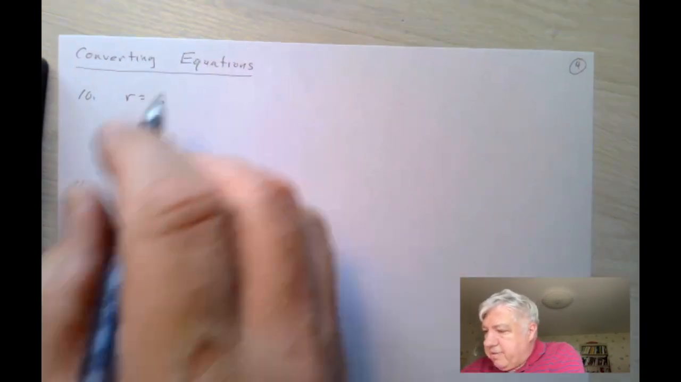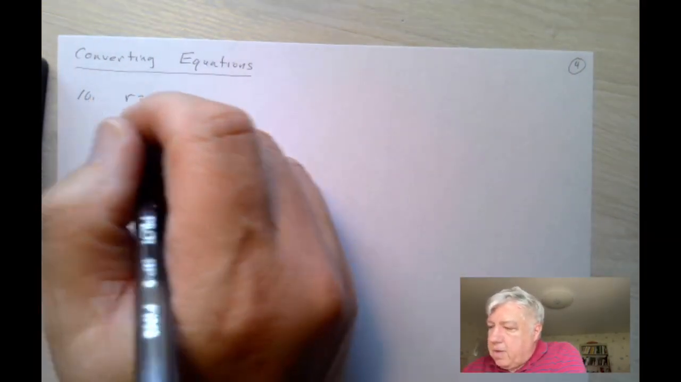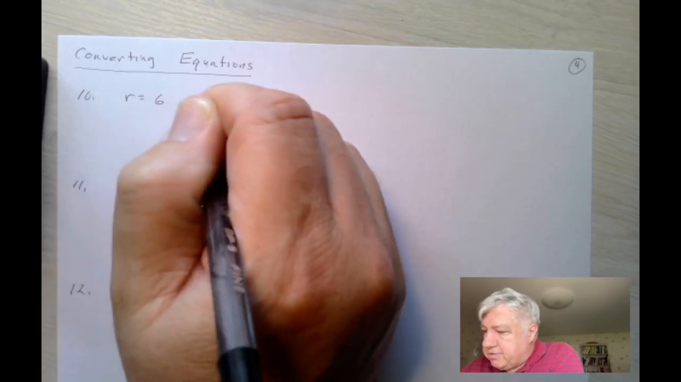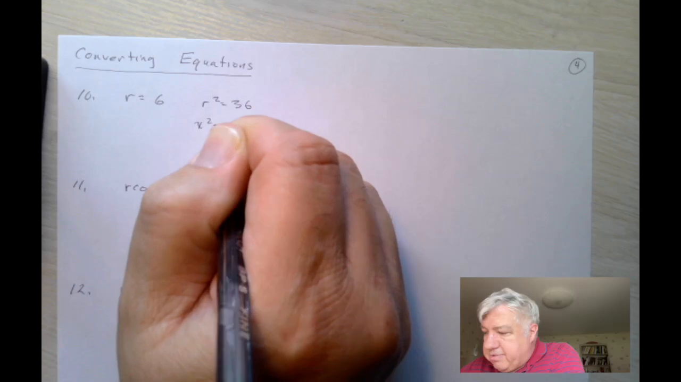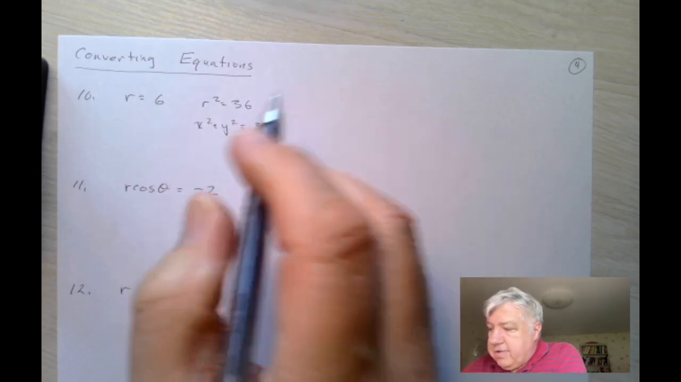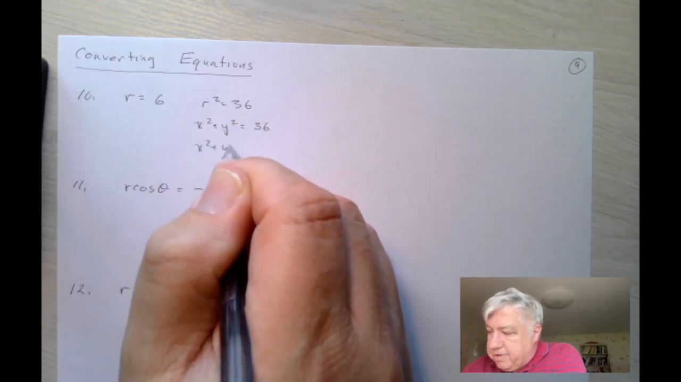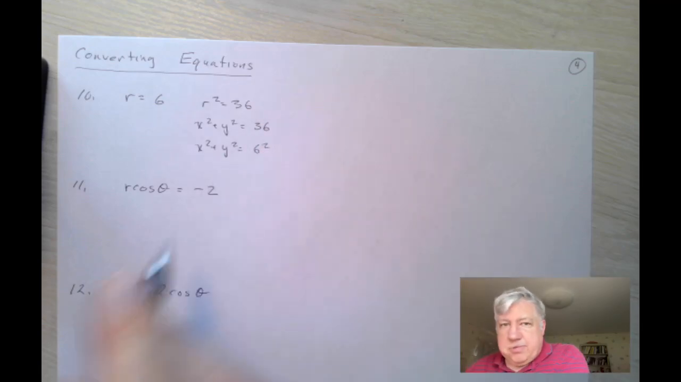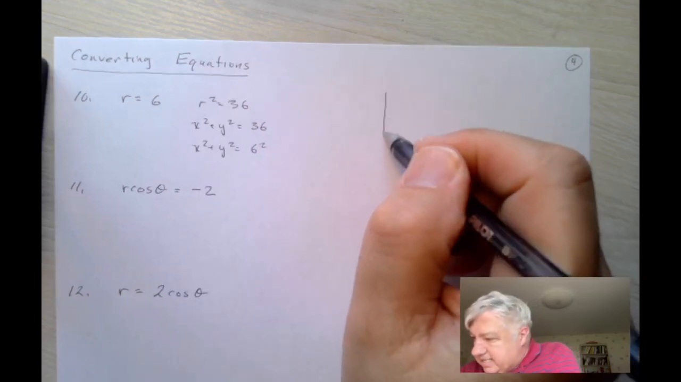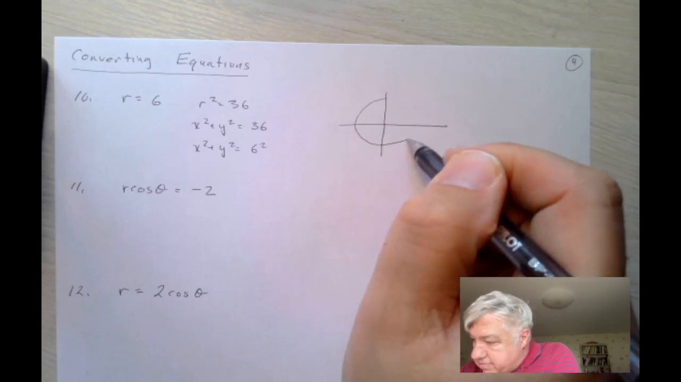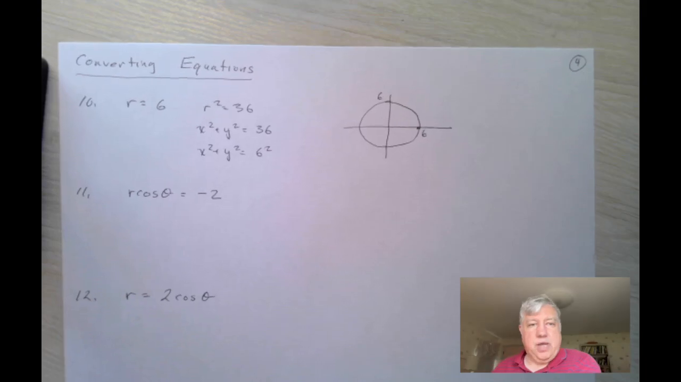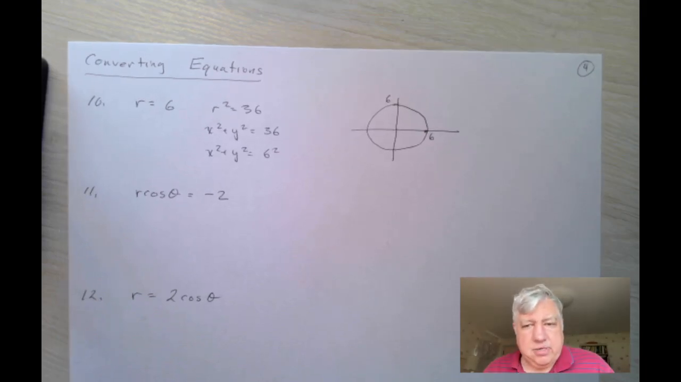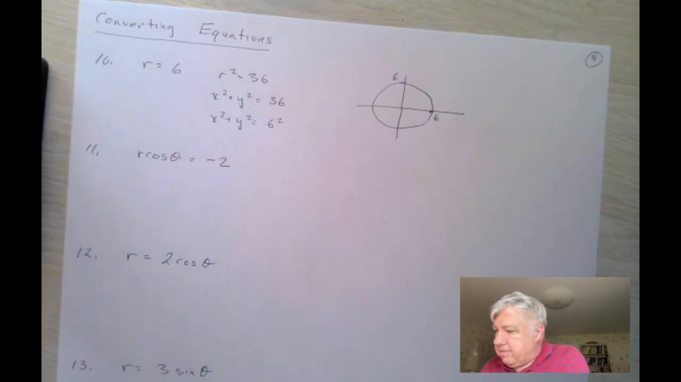But if we weren't sure about that, we could say r squared is 36, and r squared is x squared plus y squared. So this would be x squared plus y squared equals 6 squared. This is a circle of radius 6 centered at the origin. In general, if r equals a constant, that's always going to be a circle centered at the origin.